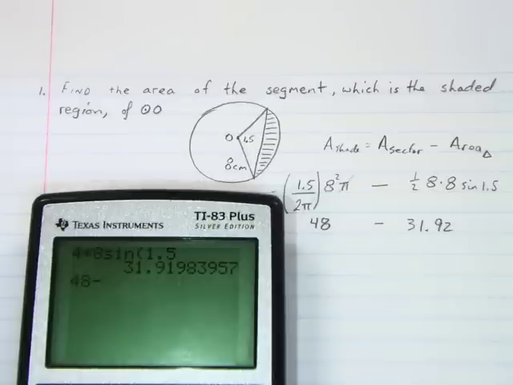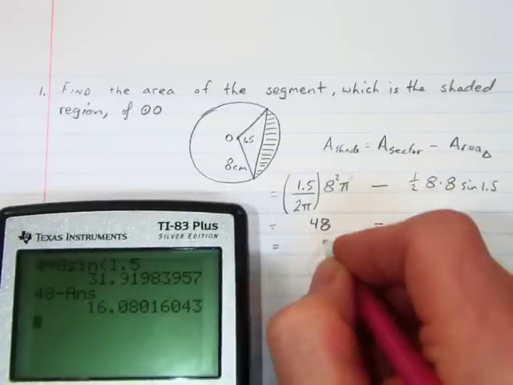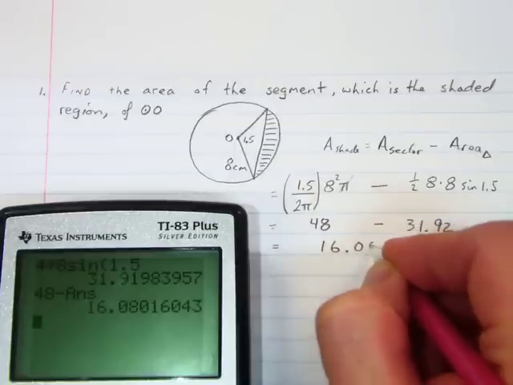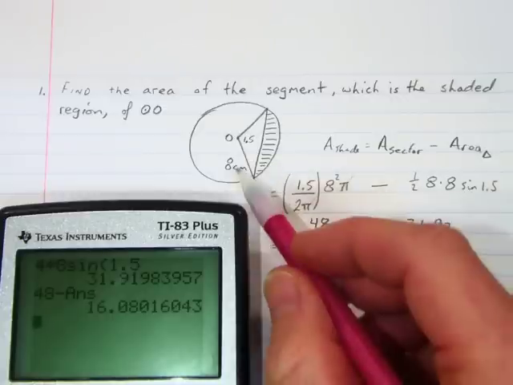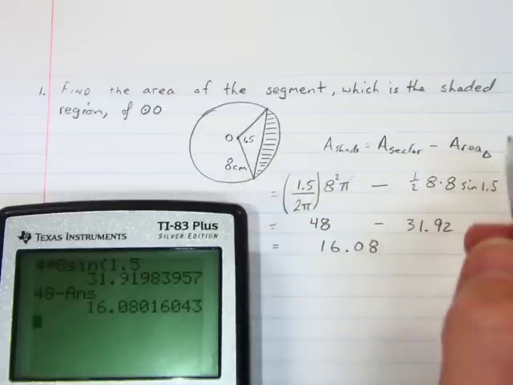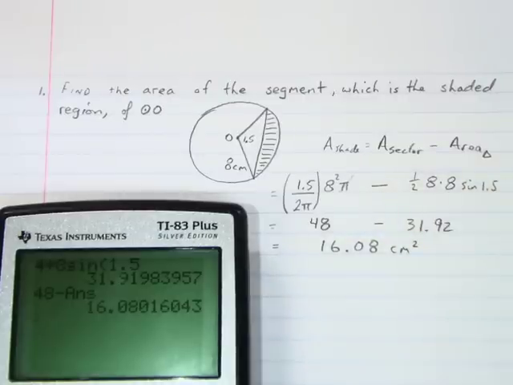Now it'd be safer just in general to say 48 minus, second the negative symbol, answer, and that gives us 16.08. So the area of this segment is 16.08. Now remember, we're finding area and we have units on it. The units of the radius is centimeters, so this will be centimeters squared. If we didn't have the centimeters written down, we would just write units squared.